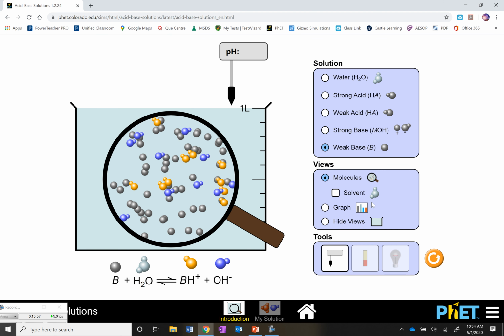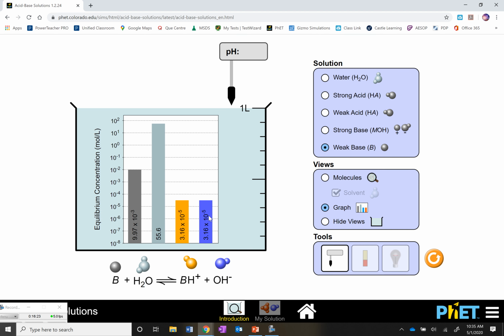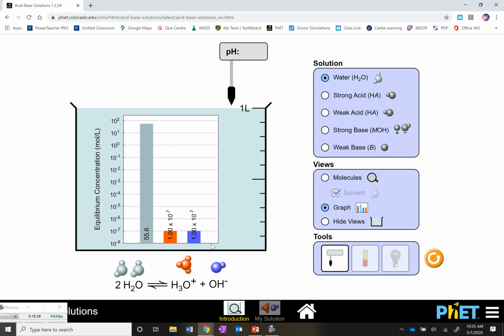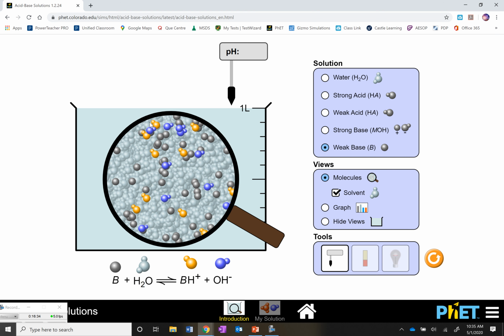Now we'll take a look at a weak base. Again, I'm going to put the solvent in there. Weak base, we know bases have a pH greater than 7. Our base here dissolves in water. The hydrogen is removed from the water, and we end up with this OH hydroxide ion in the solution. Now, weak base, we have a few of these in here. If we look at the graph, we're going to have a concentration of hydroxide that is still greater than water by a couple factors. And we can see that we have a few different molecules in here.